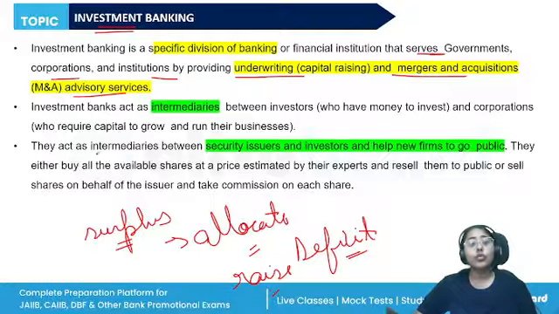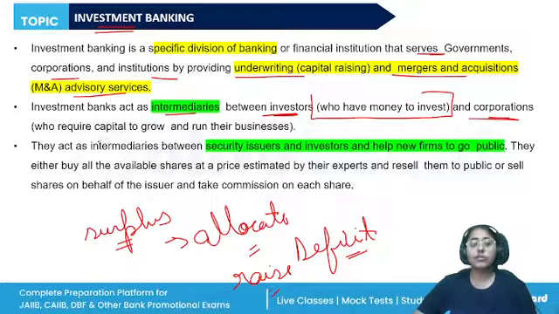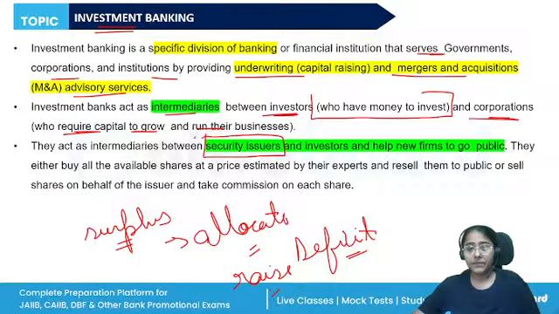Mergers and acquisition: two firms want to merge together, an amalgamation, or one firm wants to acquire another firm. And advisory services. So, investment banks act as intermediaries between the investors who have money to invest and the corporations who require capital to grow and run their businesses. So, they act as intermediaries between the security issuers, who are the corporations who need capital, and on the other hand, we have the investors.